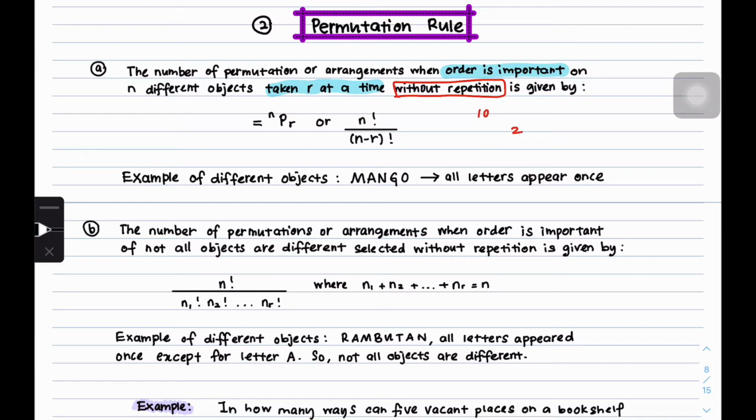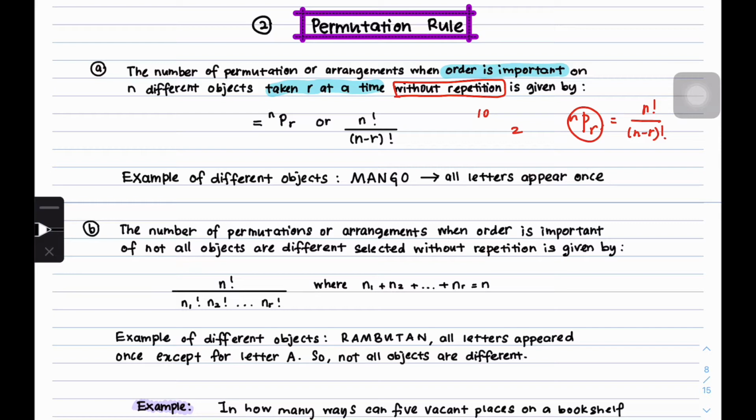Tak berulang. Okay. So the formula is given by n permute R. Okay. Simbol dia adalah n permute R. Ataupun kita boleh guna formula n factorial bahagi n tolak R factorial. N permute R ni awak boleh directly tekan daripada kalkulator. Siapa yang tak tahu boleh personal message saya, akan bagi tahu, saya akan ajar macam mana tekan kalkulator.